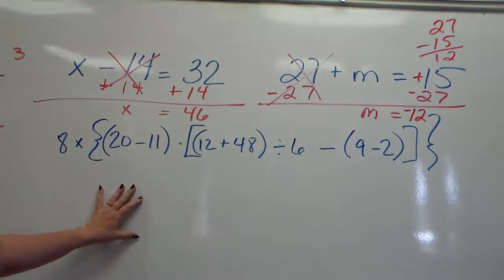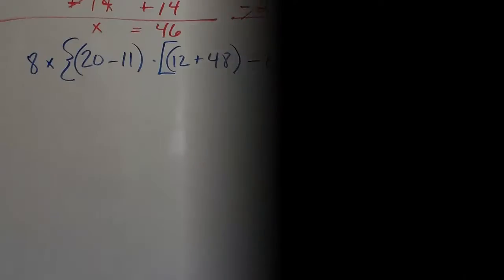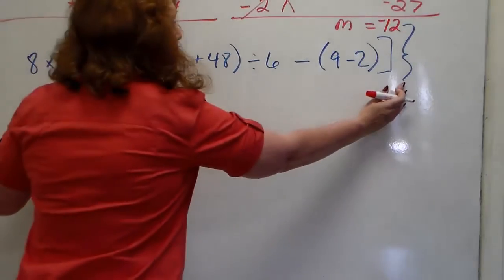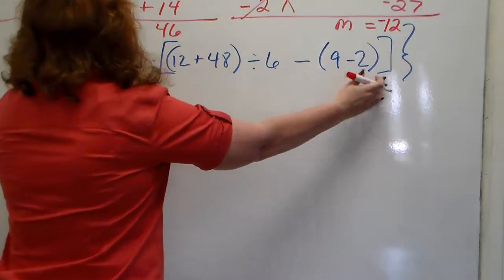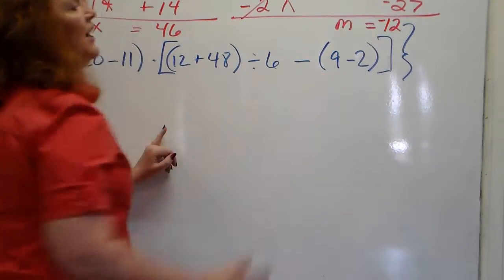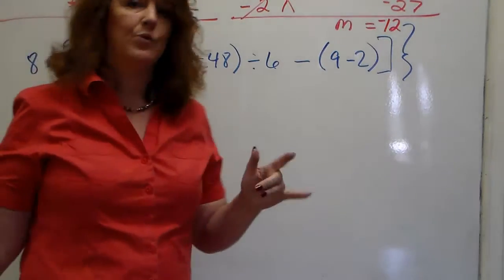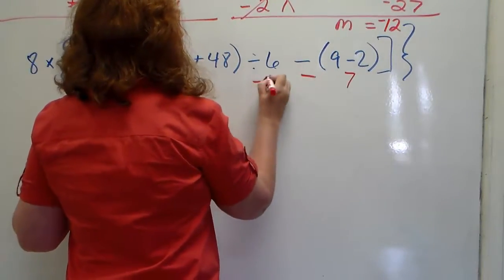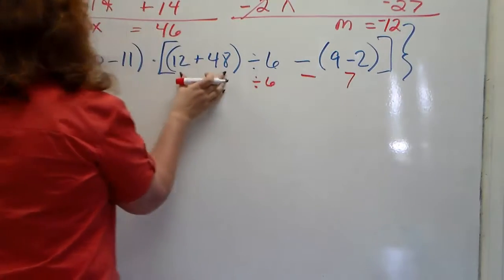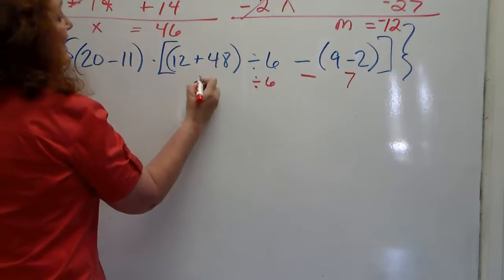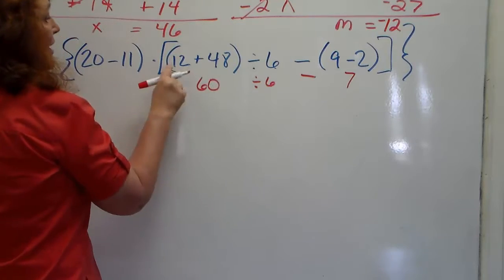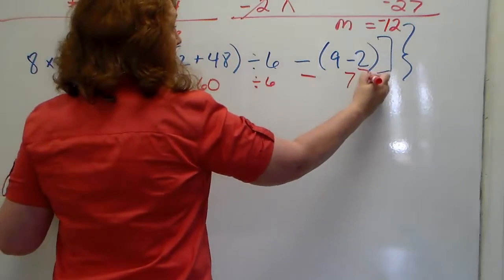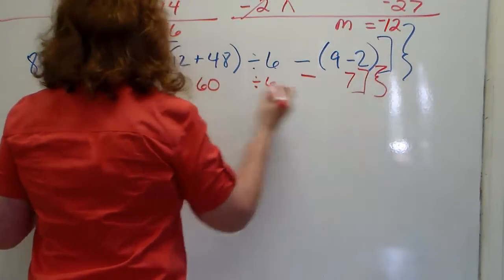Now I've got this problem. I have braces, I have brackets, I have two sets of parentheses. I'm going to work the inside parentheses first. 9 minus 2 is 7. Bring this down, bring this down. And 12 plus 48 is 60. Now I'm done with the parentheses. I can leave them alone. I'm bringing down the brackets and the braces.